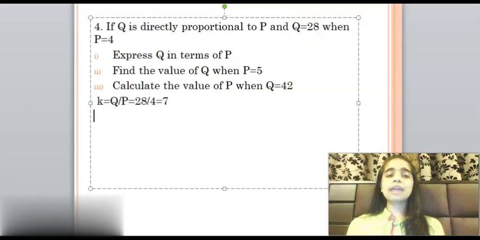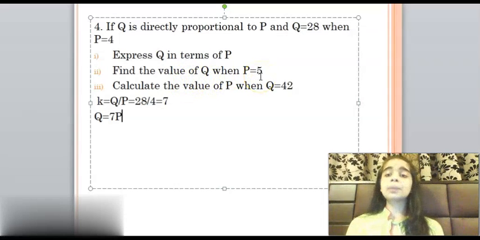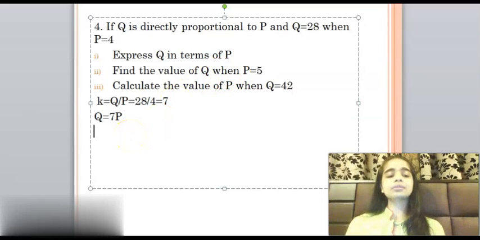So, how will we write it? We are expressing Q in terms of P. So, Q is equal to 7P. This is the way we will express it. Now, find the value of Q when P is equal to 5. We have done a similar question in the previous question only. So, we will substitute 5 over here and 7 multiplied by 5 is 35. So, Q will be 35.